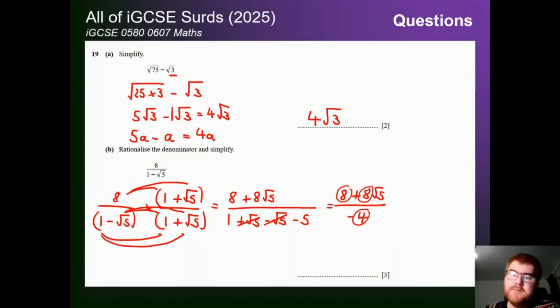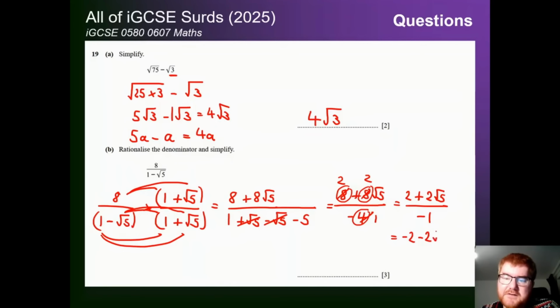So how many 4s go into 4? 1 time. How many 4s go into 8? 2 times. How many 4s go into 8? 2 times. So we get 2 plus 2 root 5 over minus 1. Notice that looks a little bit ugly here. So what we can do is just put the minus through. So we get minus 2 root 5. And that will be our final answer for a fairly tricky 3 marks here.